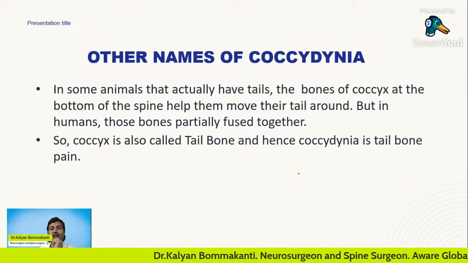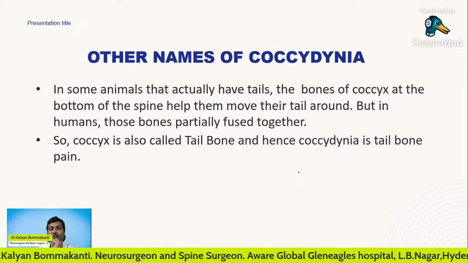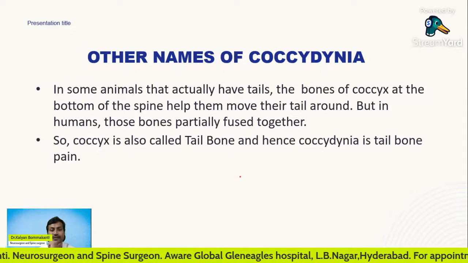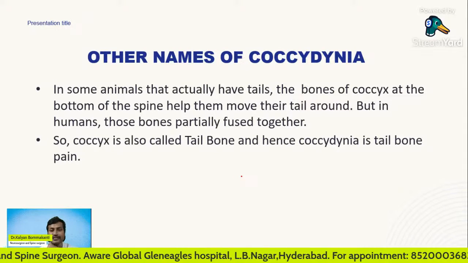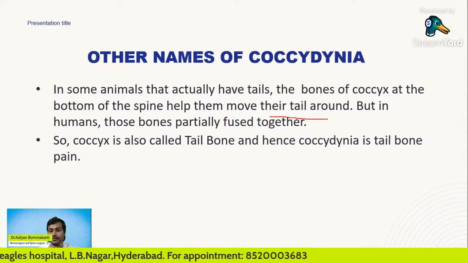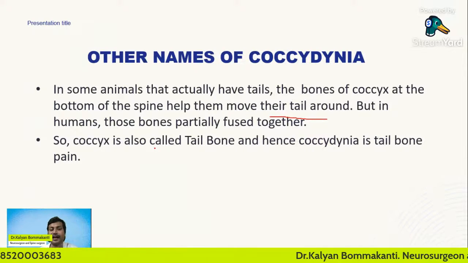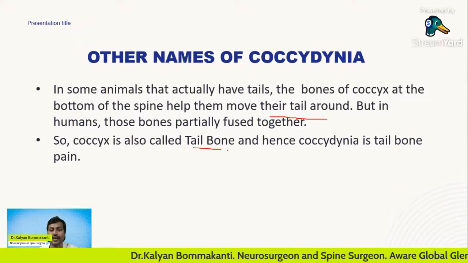So why does it receive the name coccydynia? In some animals that actually have tails, the bones of the coccyx at the bottom of the spine help them move their tail around. But in humans, those bones are partially fused together. So the coccyx is analogous to a tailbone, and hence coccydynia is called tailbone pain.